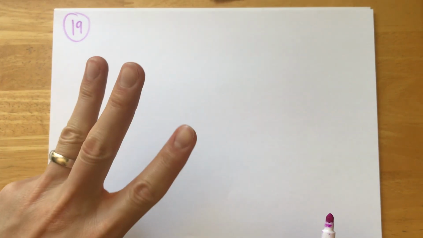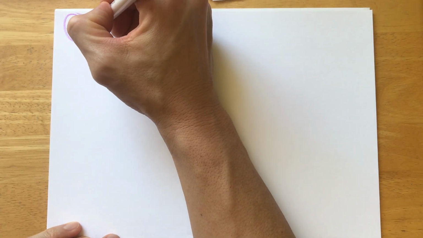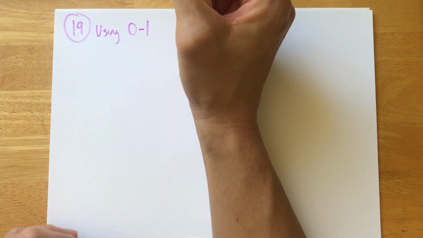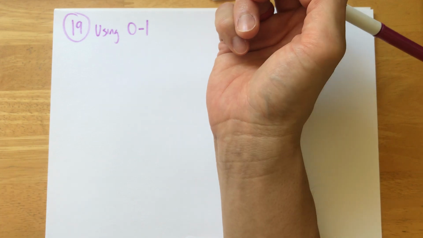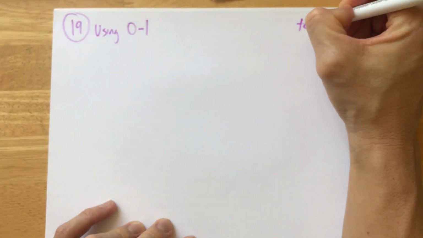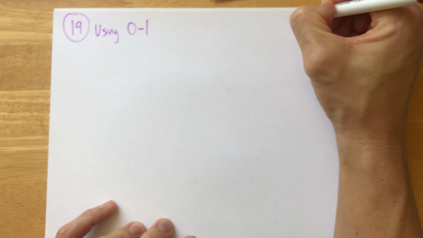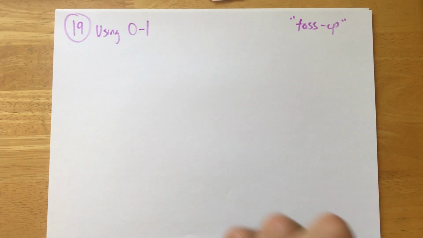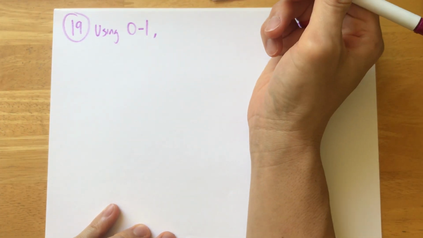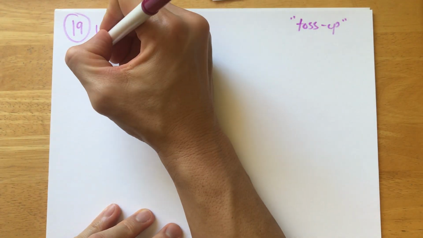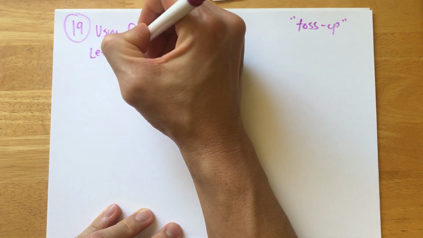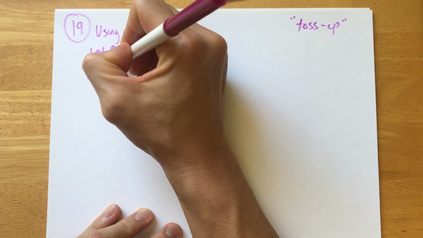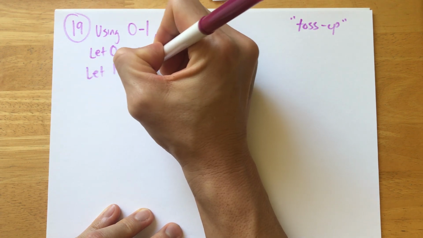So remember, we need 3 parts to a simulation. The first, we have to define what numbers we're using. Using 0, because it says a toss-up. Do you see the term toss-up in your problem? A toss-up means that there's an equal chance. There's 50-50. Okay, I'm gonna use 0 through 1. Let's let 0 represent a correct bet or correct choice, and let 1 equal incorrect.